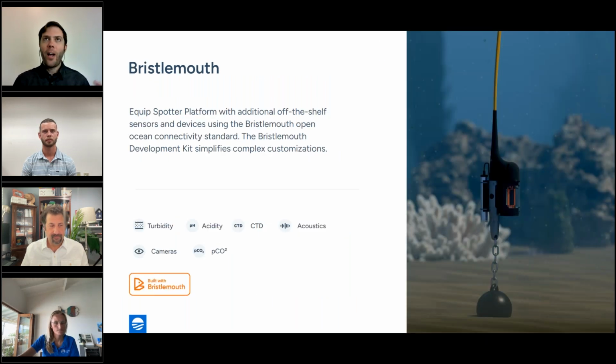The infrastructure on which all of this plays is Bristlemouth. This is my little pet project, and to call it mine is not fair. This is my favorite pet project. It's an open source standard that allows users, customers, developers, and other companies to play on our system and develop their own systems from the ground up. This is how you would attach a third-party sensor, and there are even some people in the audience right now that are building sensors on Bristlemouth. So thank you guys for coming.